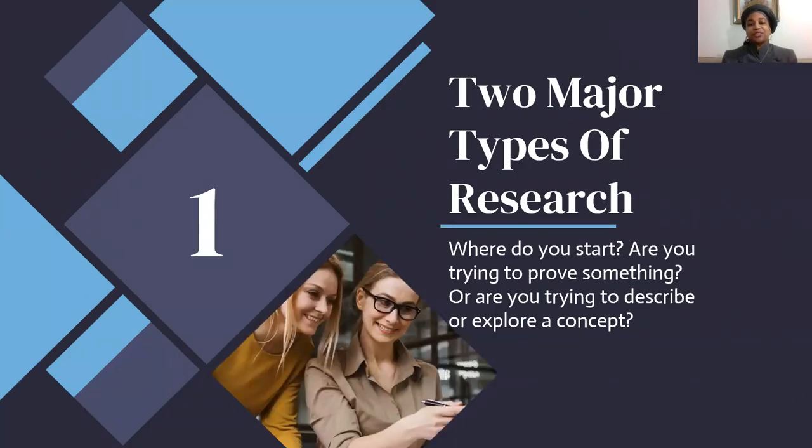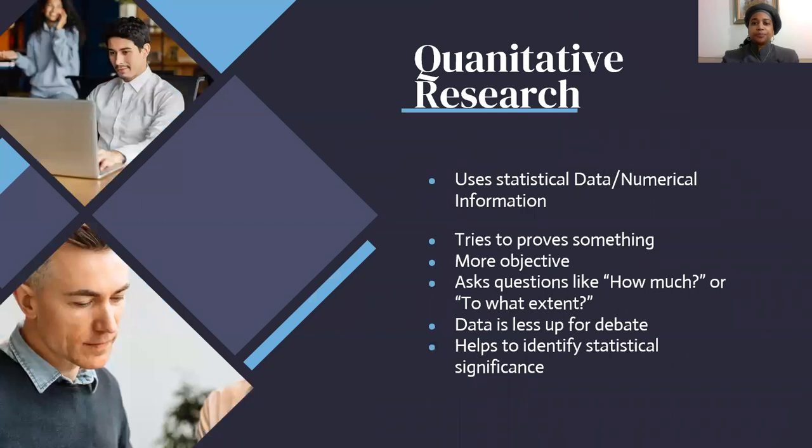So what are the two major types of research? The two major types of research are quantitative and qualitative. So where do you start? You start asking yourself questions. Am I trying to prove something? Am I trying to describe something? And that way, that'll help you choose which one to use.